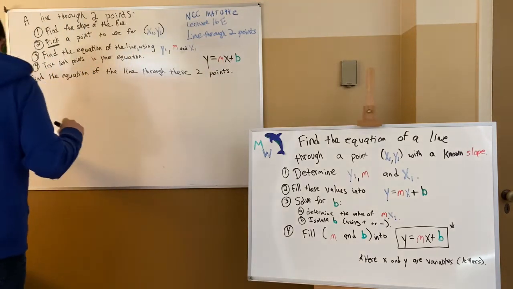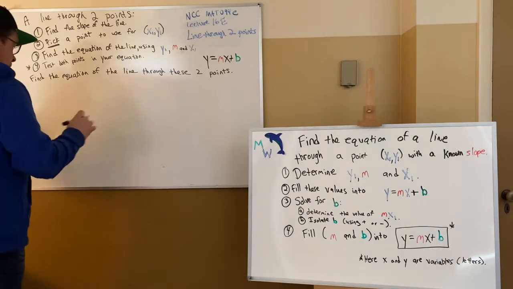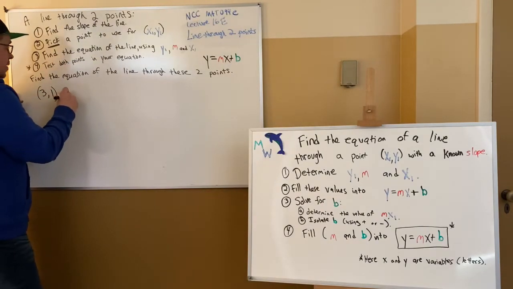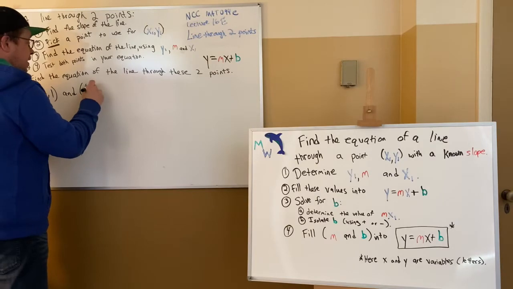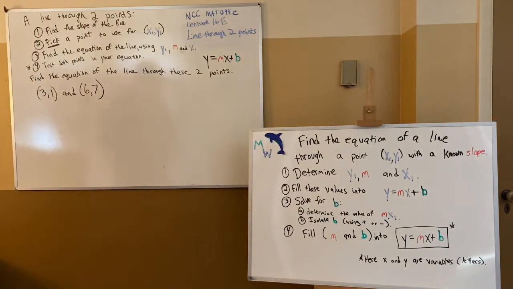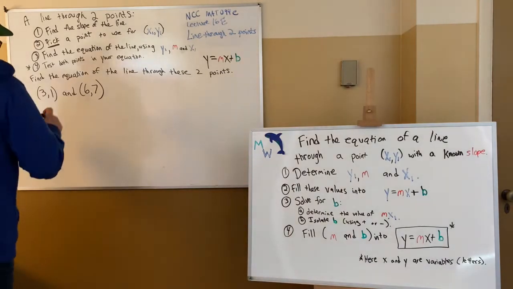And our first one goes through (3, 1) and (6, 7), all in the first quadrant, no negatives. No fractions are actually going to come out of this. I want you to watch the process of what goes on, see how we go through it, and then I'll hit you with one with fractions so you can see how fractions can become a part of the tough work to get through it. But let's get our slope.